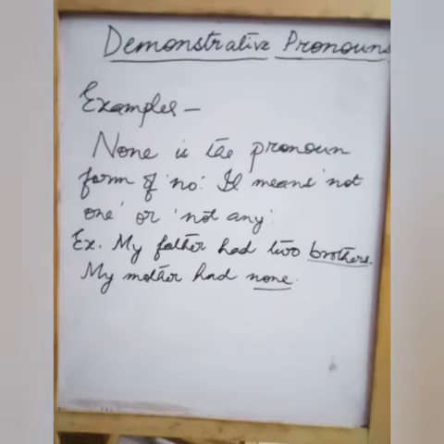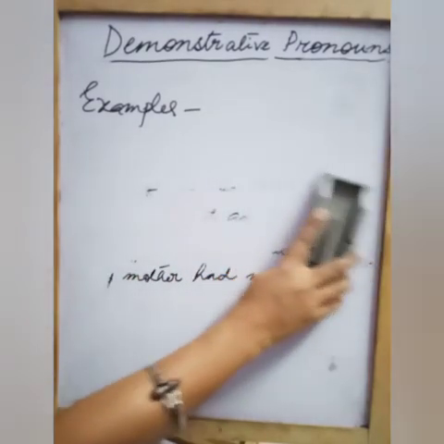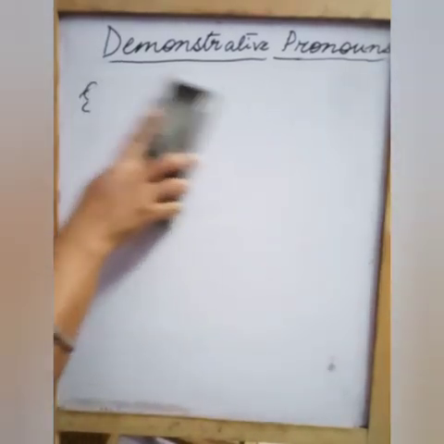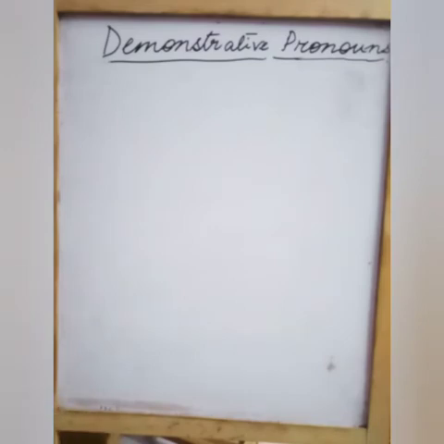Now when we use none, it can be used both in the singular as well as in the plural form. When none is the subject, the verb is either singular or plural. It will depend on what we are trying to refer to. This is called subject verb agreement. In subject verb agreement, what happens? When the subject in a sentence is singular, then the verb will be plural. Vice versa, when the subject is plural, the verb will be singular.